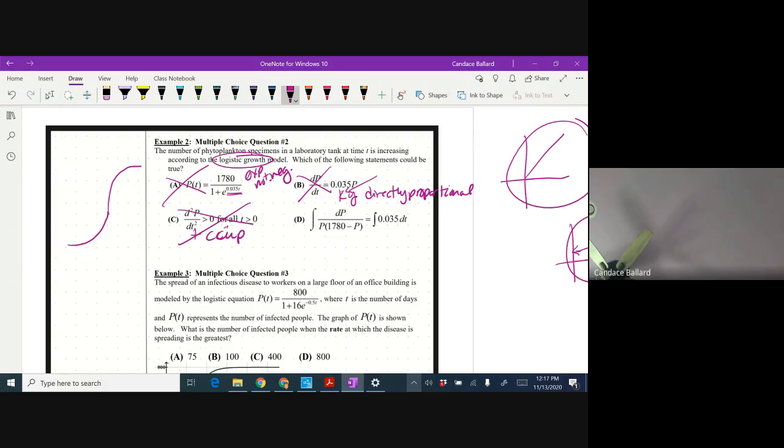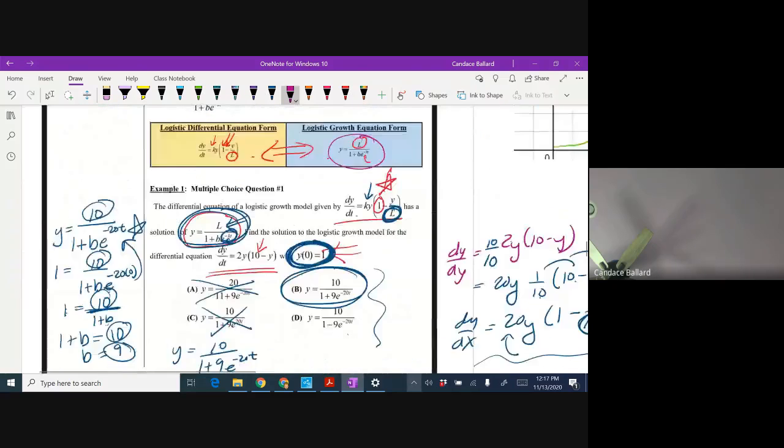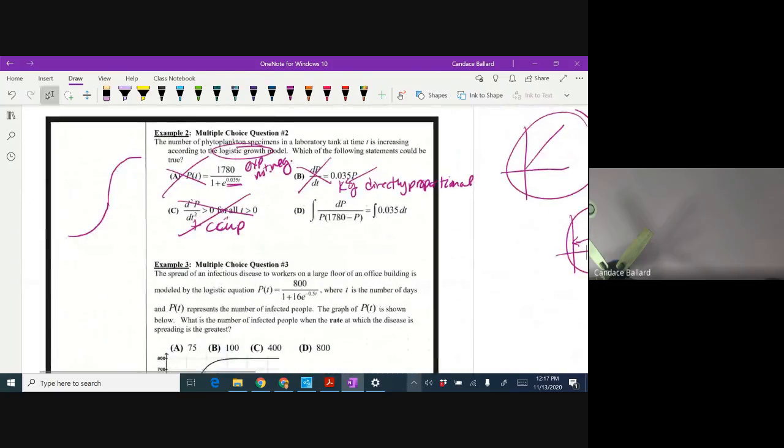So let's look at what it would look like. They've already done separation of variables, so I'm going to unseparate the variables and put them back, the way we would see it ahead of time, because that's what it would look like in this formula here, unseparated. Okay, so let's see if we can get back to something that looks a little bit more like that. So I would take the dt and put it back over here underneath the dp. And then I would multiply this thing over to the other side. So I'd have 0.035p times 1780 minus p.